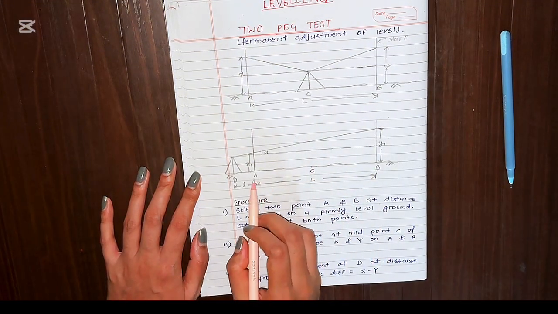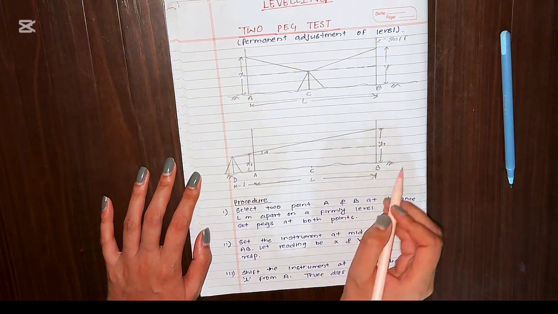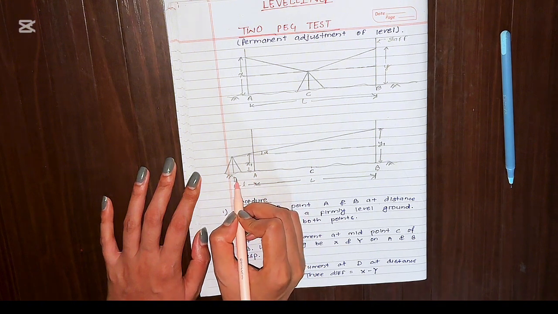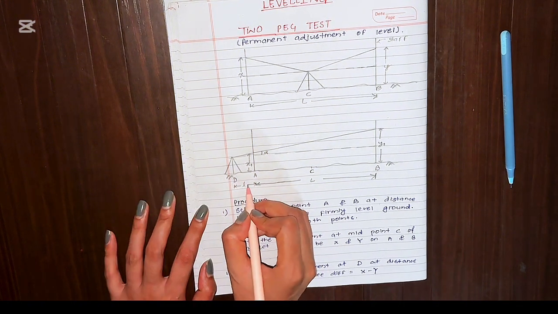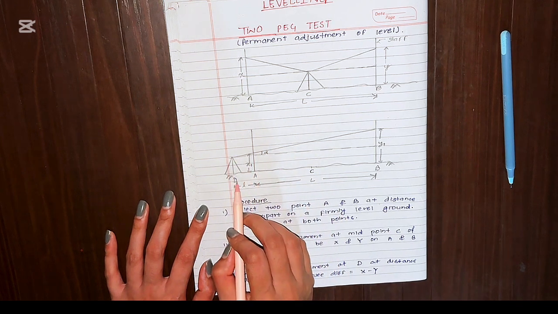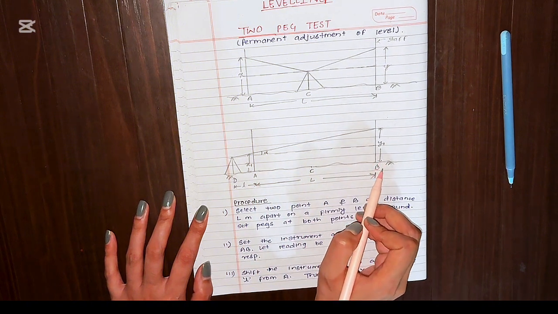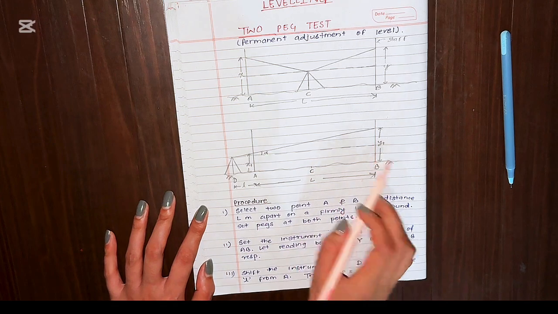And then shift the instrument at distance D. You can shift the instrument to A also, or to a point near B. Now, setting the instrument at point D, at a small distance l meters from A, we will take the staff readings from this point D. At A, that will be X1. For B, the staff reading will be Y1. So the apparent difference here will be X1 minus Y1.